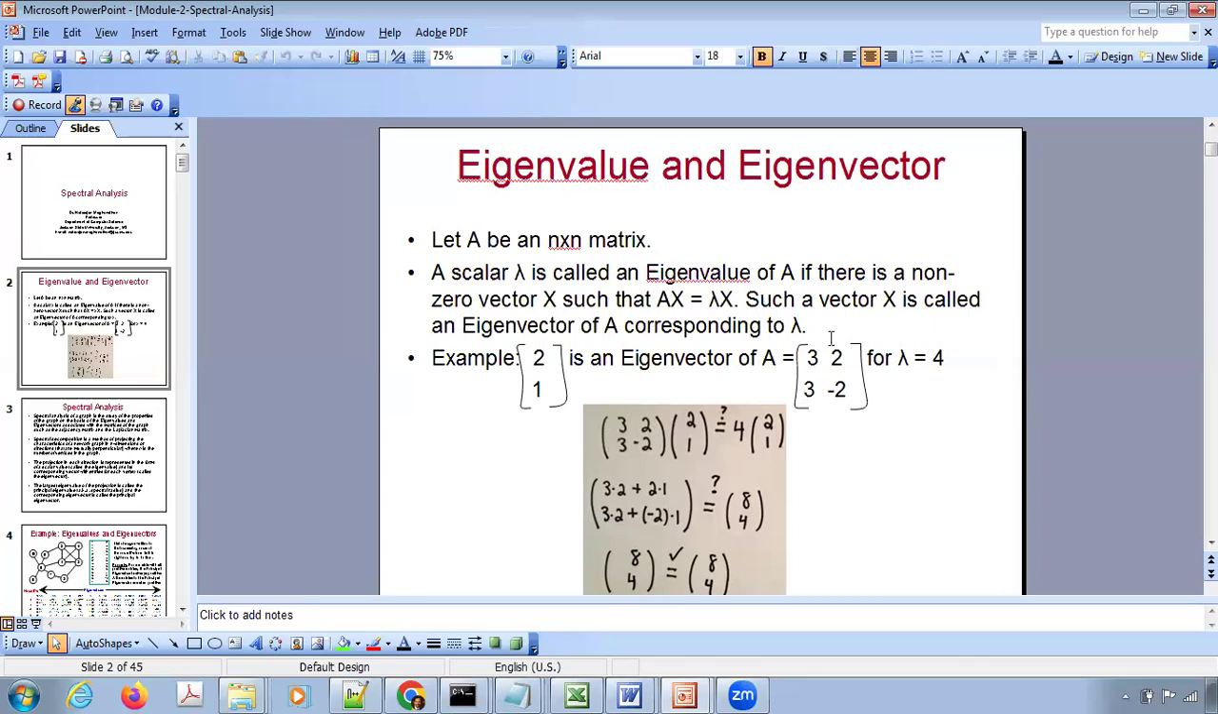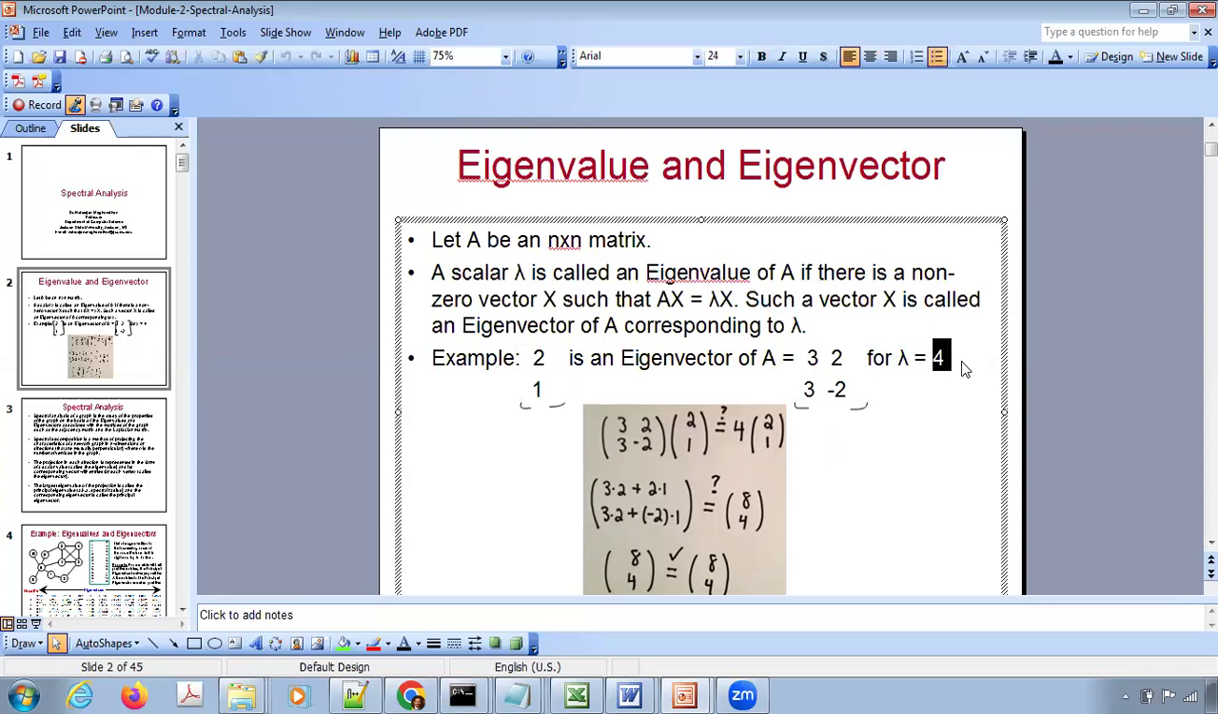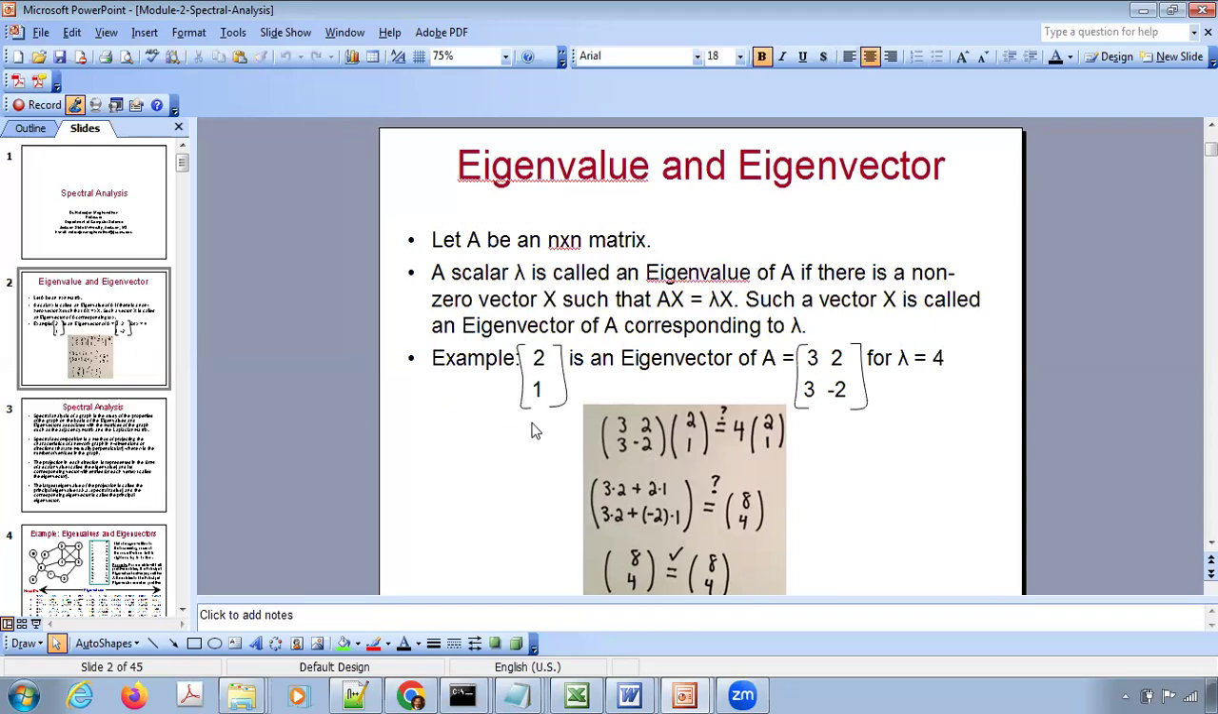So if 3, 2, and 3, -2 is my square matrix A, then there is an eigenvalue 4 for that square matrix, and the corresponding eigenvector, say 2, 1, such that the matrix A times its eigenvector, as I said, a column vector, 2, 1 in this case, would be equal to the product of the eigenvalue 4 and the same column vector, the eigenvector, which is 2, 1. So how can we verify this relationship or this equation? That's what I'm going to show now.